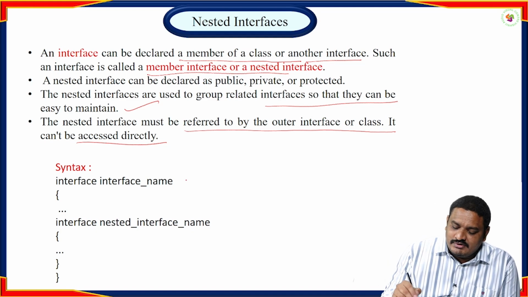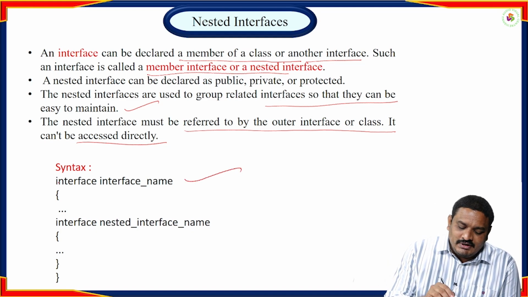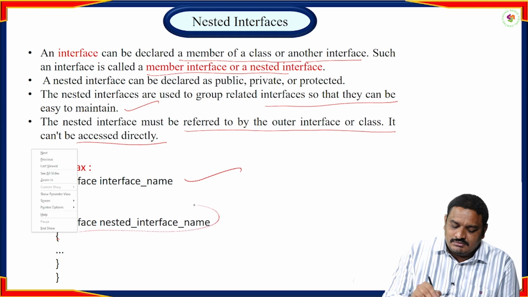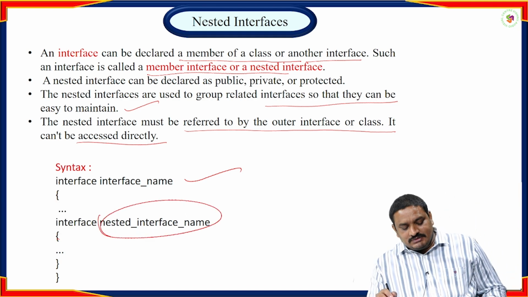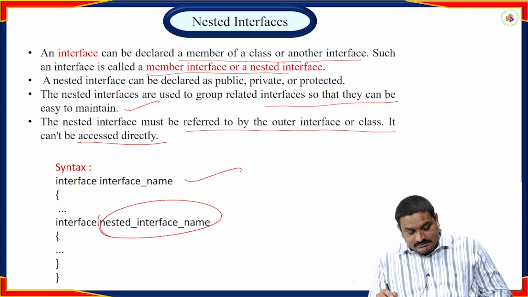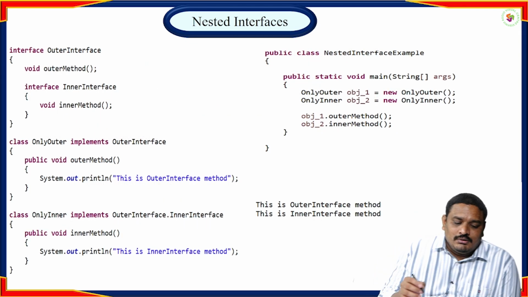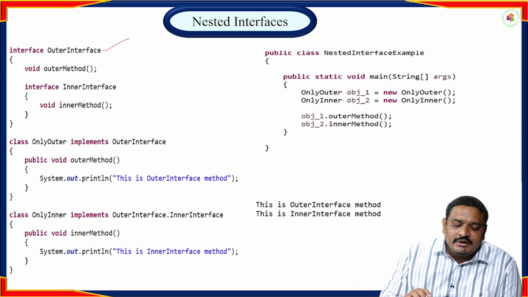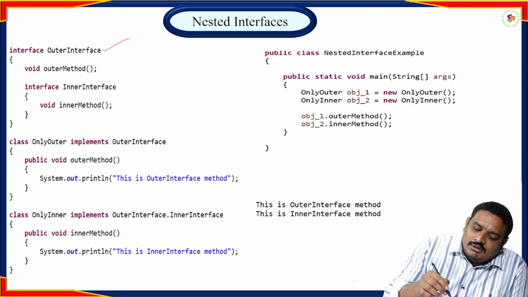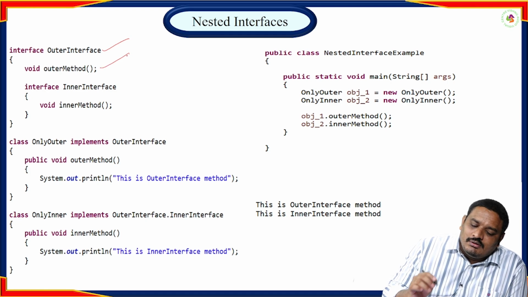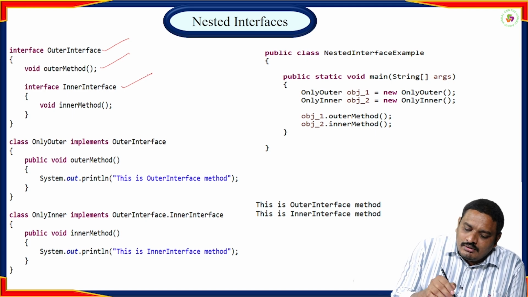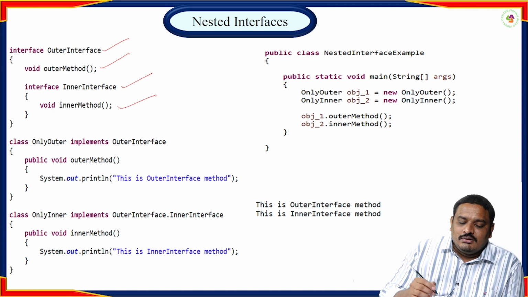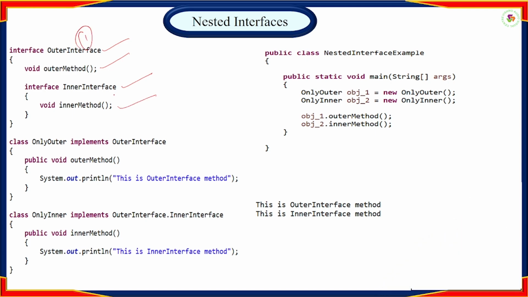Here is an interface name, with an interface within the interface. An interface within an interface is called a nested interface. See this example. This one is the outer interface, having the outer method structure, and the inner interface having the inner interface structure. This is the first interface, this is the second interface.